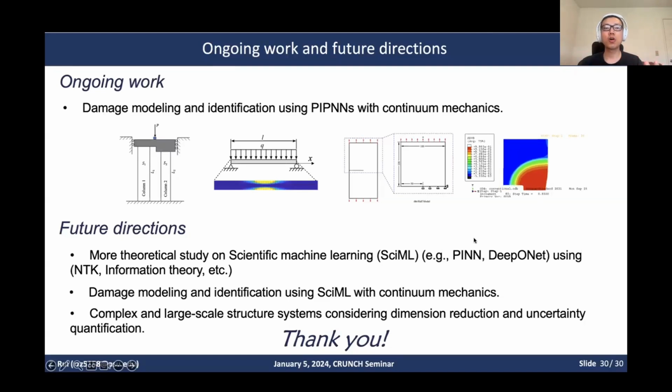So for the ongoing work, we try to introduce damage mechanics to solve creep damage or cracking. And these three are the ongoing work. For the future direction, we try to learn more besides the PINN, and also DeepONet, which is also a very powerful tool for solving the inverse and the forward problem. And I also try to learn more about these methodologies and solve general structural mechanics, aerospace-like structure identification problems.